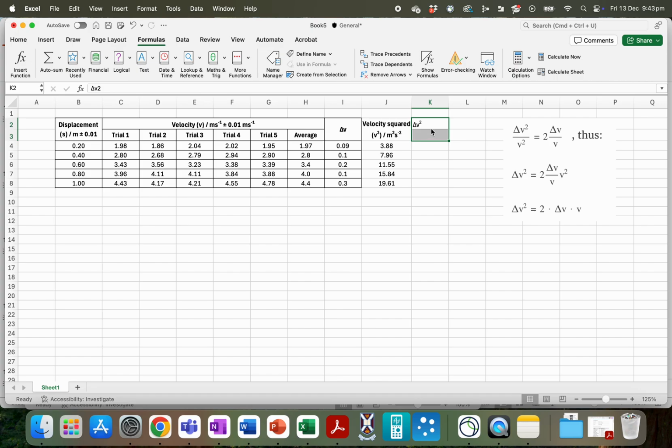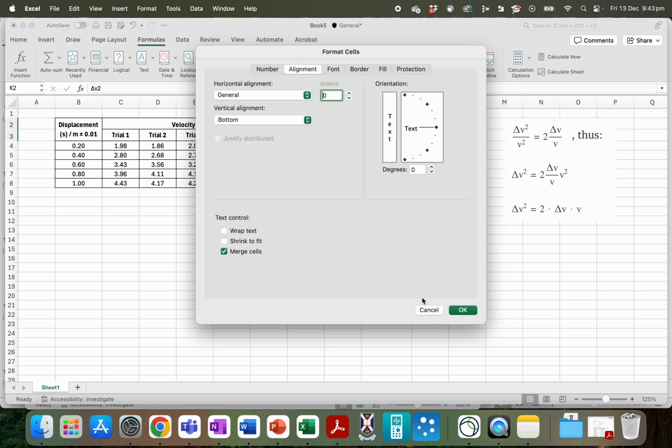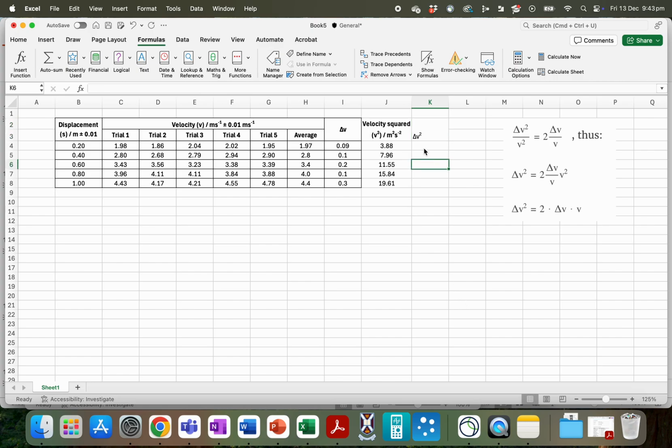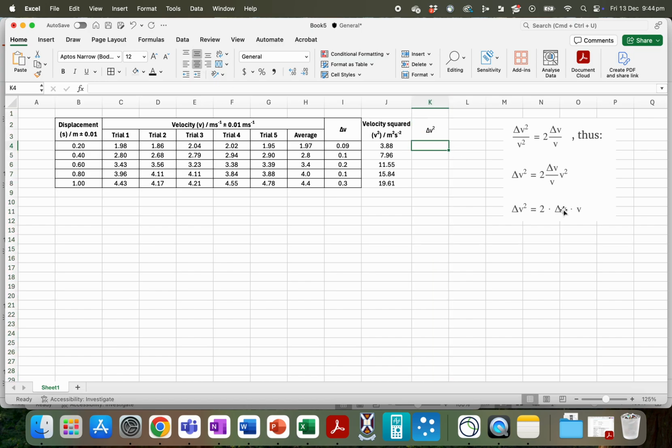Let's merge the cells now. Should work fine. Format cells. Alignment. Merge. Okay, let's center everything. All right, now in the MyEd you saw that I developed the formula here to work out the uncertainty in the velocity squared. So the relative uncertainty in velocity squared is 2 lots of the relative uncertainty in velocity. So basically when you square it, you're doubling the percentage or relative error.